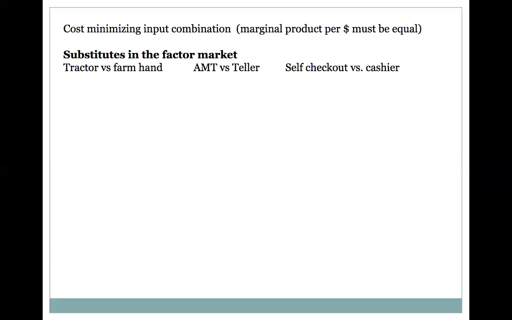So finally, we're going to look at cost minimizing input combinations. How does a business decide whether they want to invest in more labor, or do they want to go more the capital route to produce? A farmer: hire workers, farmhands, or a tractor or combine? A bank: ATM machine, or another teller? Walmart: self-checkout lanes, or cashiers? So how do businesses make decisions of moving from labor to capital?